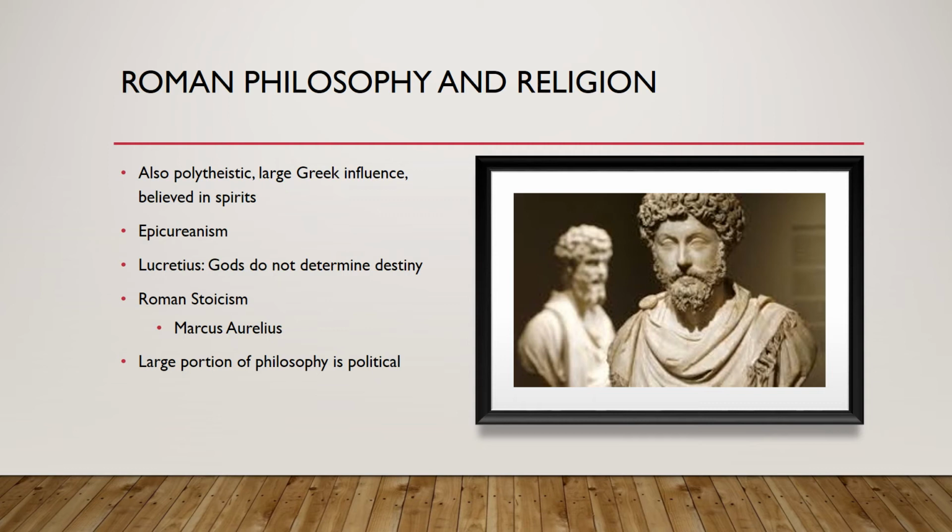Roman philosophy incorporated Epicureanism, which was the belief that destiny essentially didn't exist, and that a person's life was in their own control. Lucretius was famously known for saying that gods do not determine destiny.